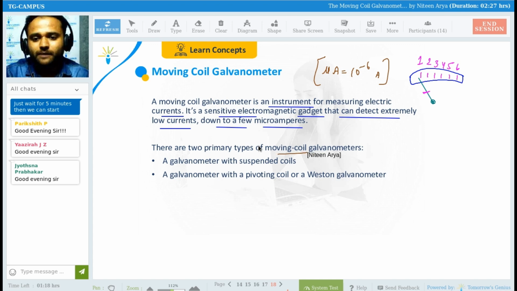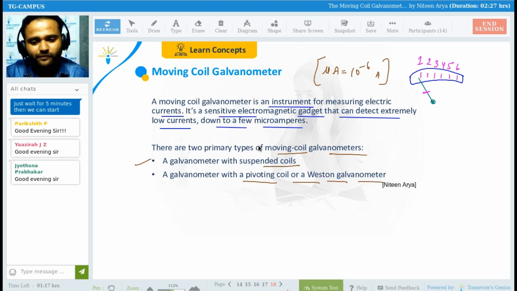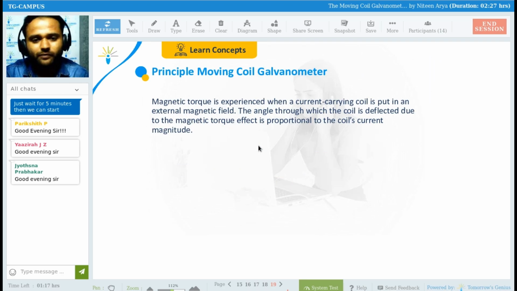There are two primary types of moving coil galvanometers: a galvanometer with suspended coils, and a galvanometer with a pivoting coil, or a Western galvanometer. These are the names. There are two types of galvanometer, and let's discuss them one by one. So first of all, what is the principle? I already discussed this principle. This is in written form, nothing more than that.